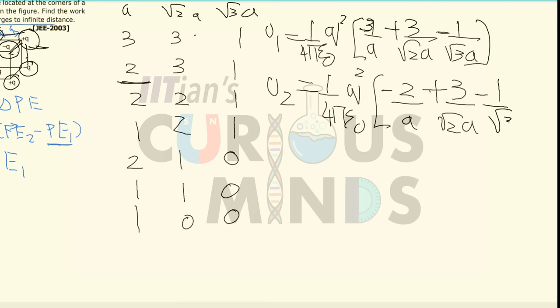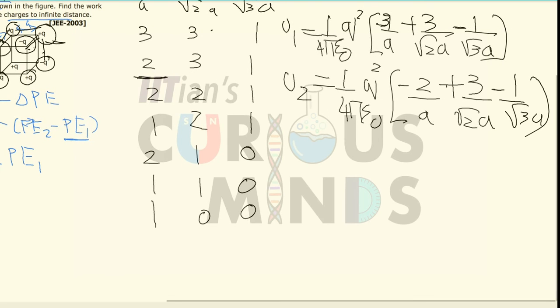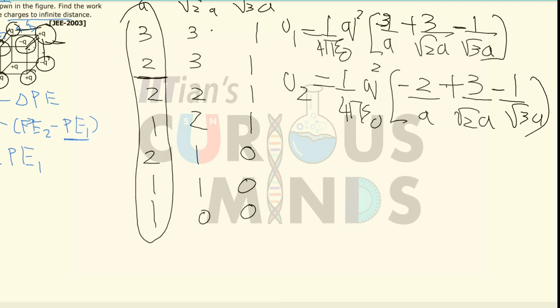Okay, so the adjacent sides are negative, which is equal to minus 3 by a. Adjacent sides are negative, which is equal to minus 2 by a. Plus over here, opposite sides are positive, it will be equal to plus 3 by root 2a, and diagonally opposite charges are negative, so opposite in sign, so it is equal to negative root 3a. So if you see, the adjacent sides are anyway positive, so all these terms will be positive. So if I add them up, it will be equal to 12 times.